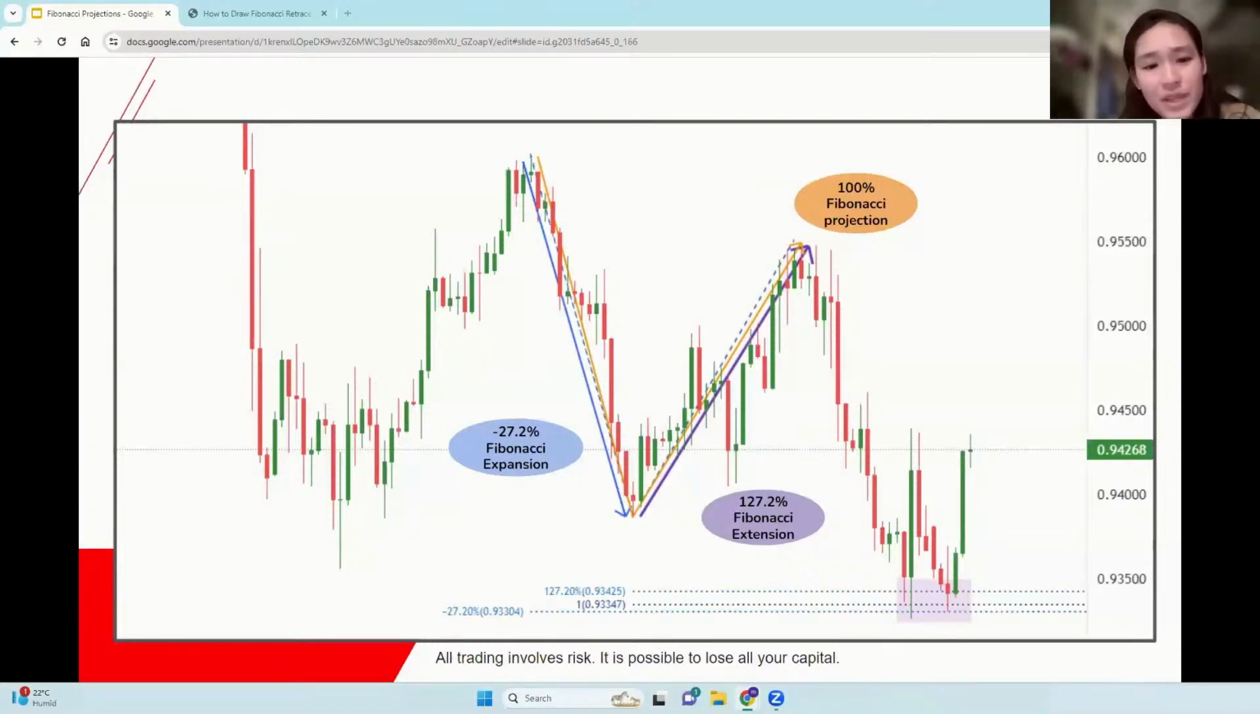So in this example, the minus 27.2% Fibonacci expansion, which is in blue, lines up with the 127.2% Fibonacci extension, which is in purple. This is also the inverted Nike tick. So the shorter part of the tick is here, and then the tail is here. That all lines up with a 100% Fibonacci projection to give a strong confluence area below here.